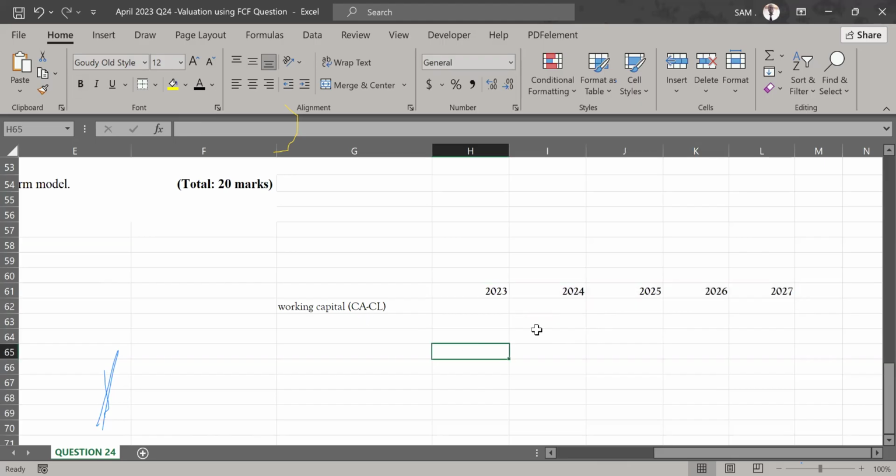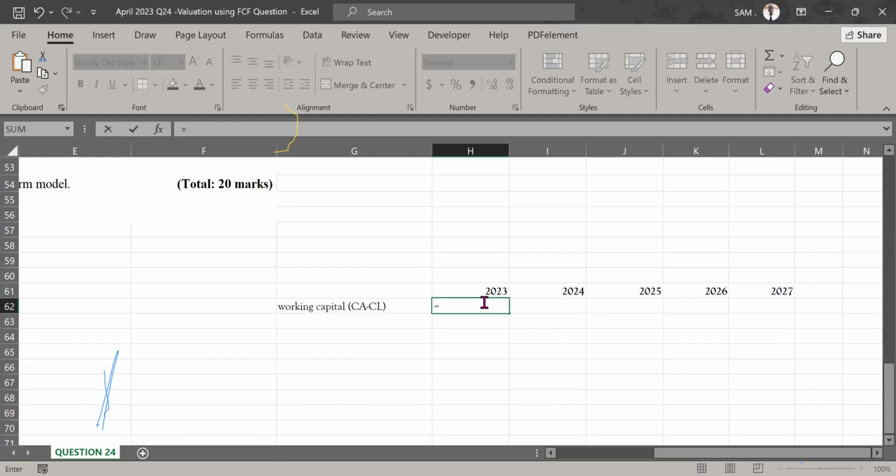I want us to look at current assets less current liabilities, and you will look at it from the statement of financial position that we were given. From the statement of financial position, we pick current assets, then we deduct current liabilities. That will give us changes in working capital. So for year one, that is 2023, what changes do we have? We come here and look at it.